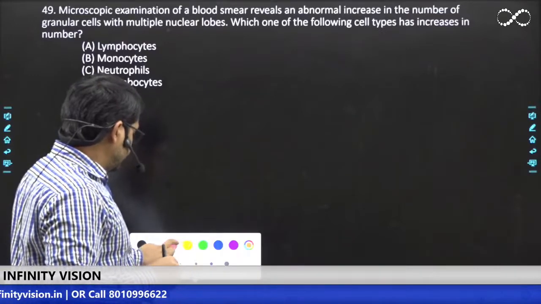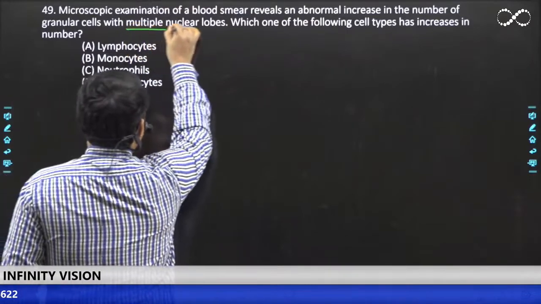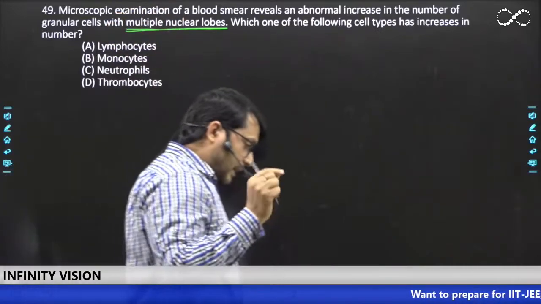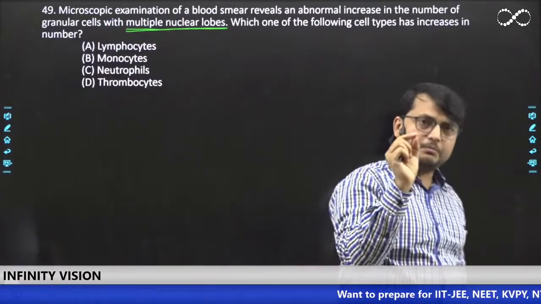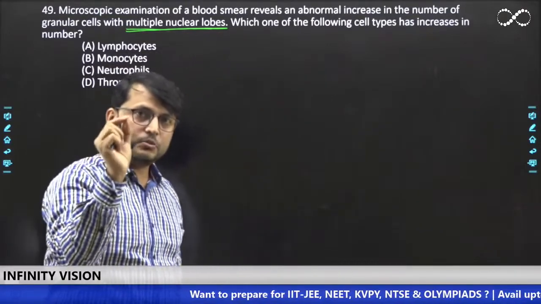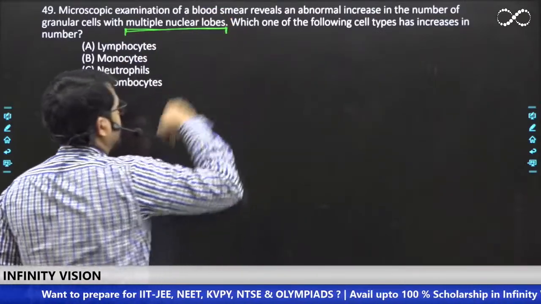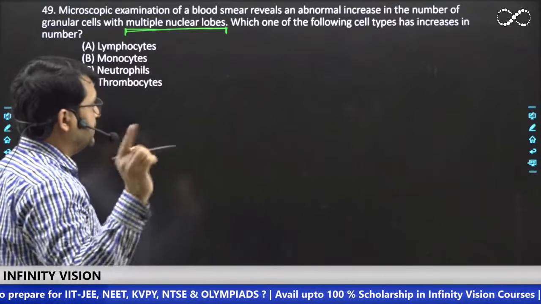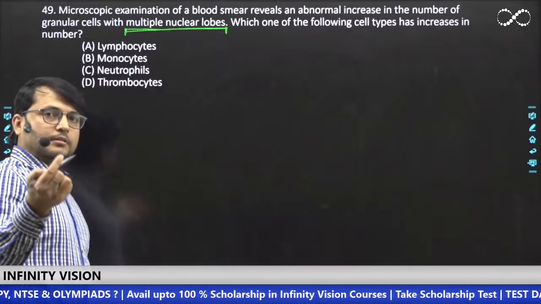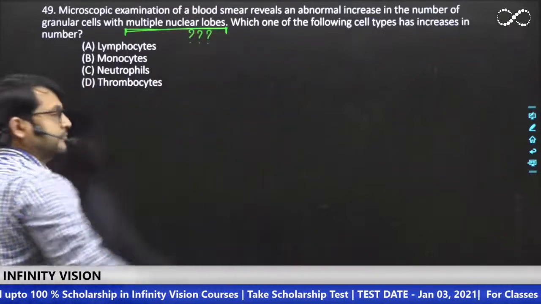The clue here is, see, it is saying with multiple nuclear lobes. This is the clue here, right? They are talking about the blood smear. They are talking about the blood cells. But in all those blood cells, they are going to talk about a particular cell. And this cell is one which has multiple nuclear lobes, right? And then the question comes, which one of the following cell types has increased in number? So they are actually asking which is this cell type, right?